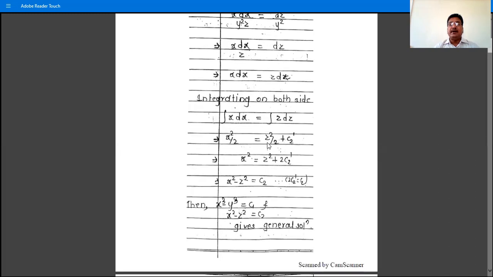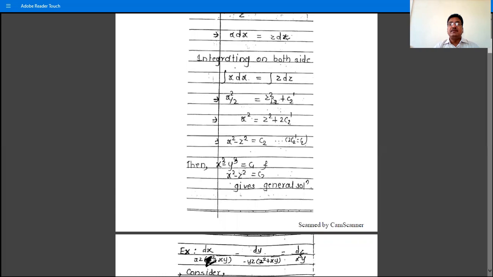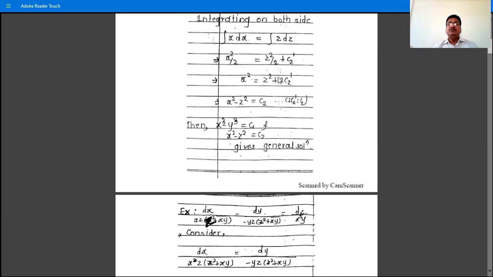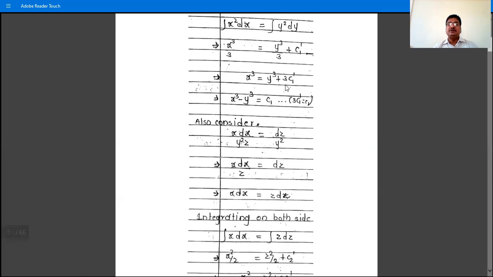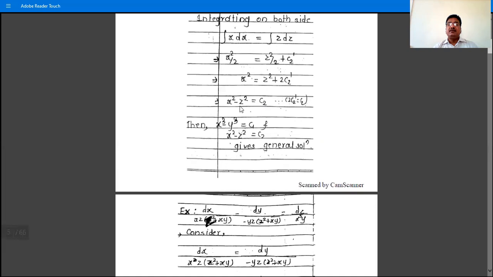We have x square by 2 equals z square by 2, integration of x and z, plus c2 dash, suppose the constant of integration, multiplying by 2, and suppose 2 c2 dash is c2. Then x cube minus y cube is equal to c1, that is the first, and x square minus z square is equal to c2, gives the general solution, or is the complete integral of the given differential equation.